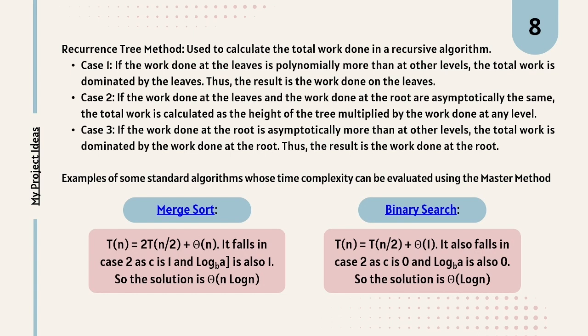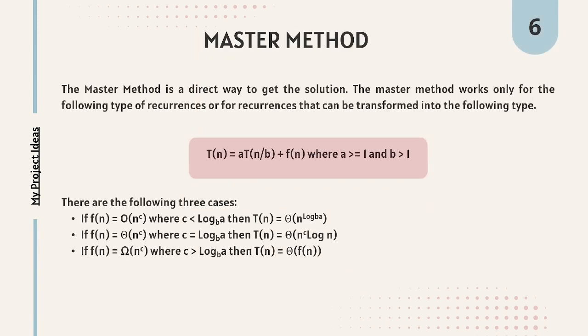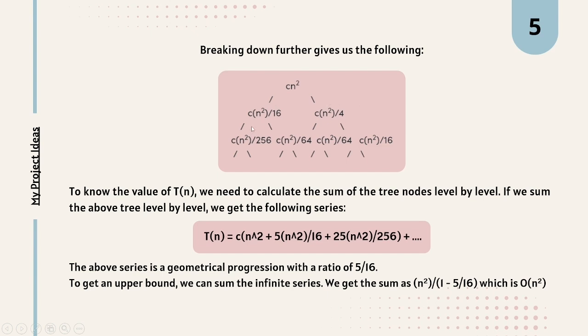Then the recursion tree method is basically used to calculate the total work done in a recursive algorithm. There can be three cases. If the work done in the leaves is polynomially more, what's polynomially more? It follows a polynomial function. Then at other levels, the total work will be dominated by the leaves. Don't worry about the leaves. The leaves are basically this part. Let me tell you what are leaves. What is a tree here. These are basically the leaves. This is the root node.